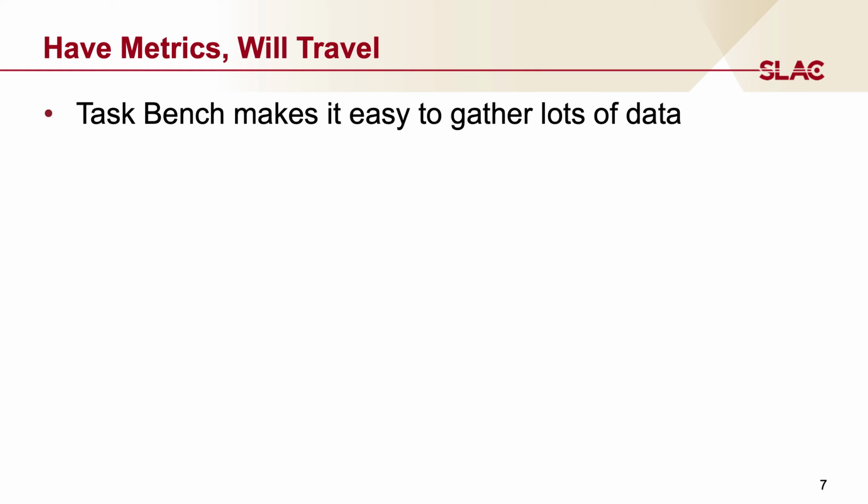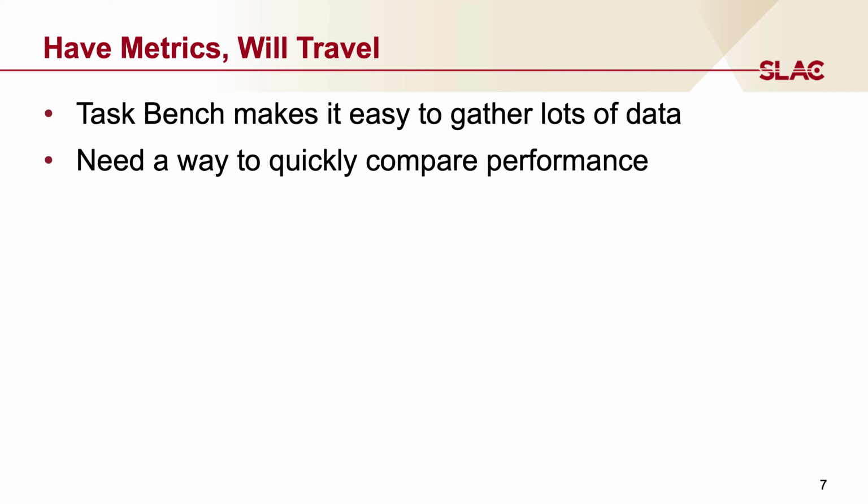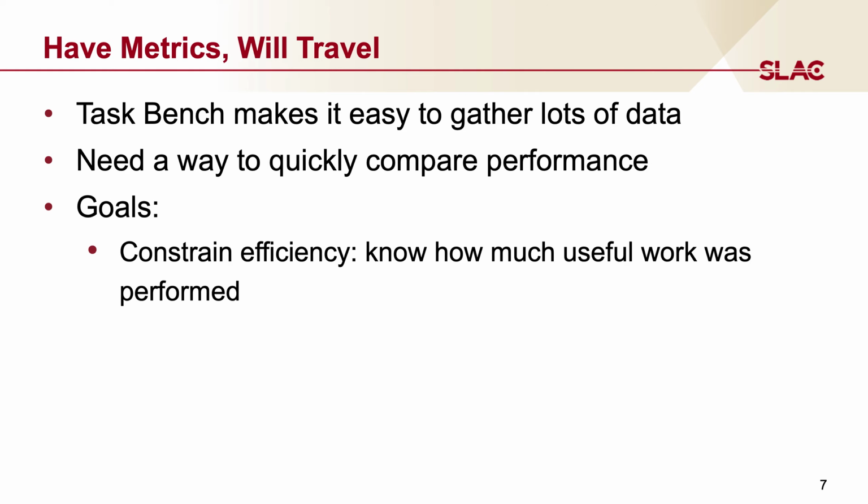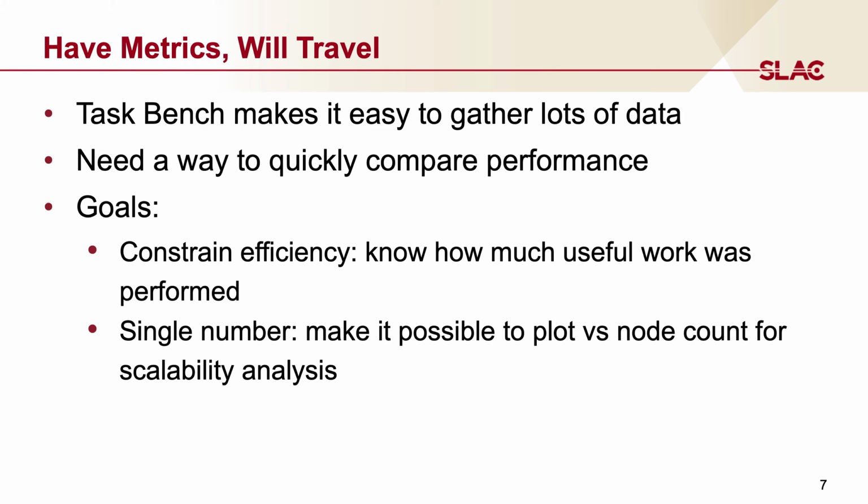TaskBench makes it possible to gather a large amount of data, and therefore we need a way to quickly compare performance in all of these different configurations. We need a metric that's going to enable us to do that, and we'd like it to satisfy a couple of goals. One is that we'd like to constrain efficiency. We'd like to know how much useful work has been performed. And the reason is, if we choose large tasks, those could hide any amount of overhead. And if we choose small tasks, then we may not be accurately representing the performance of the system.